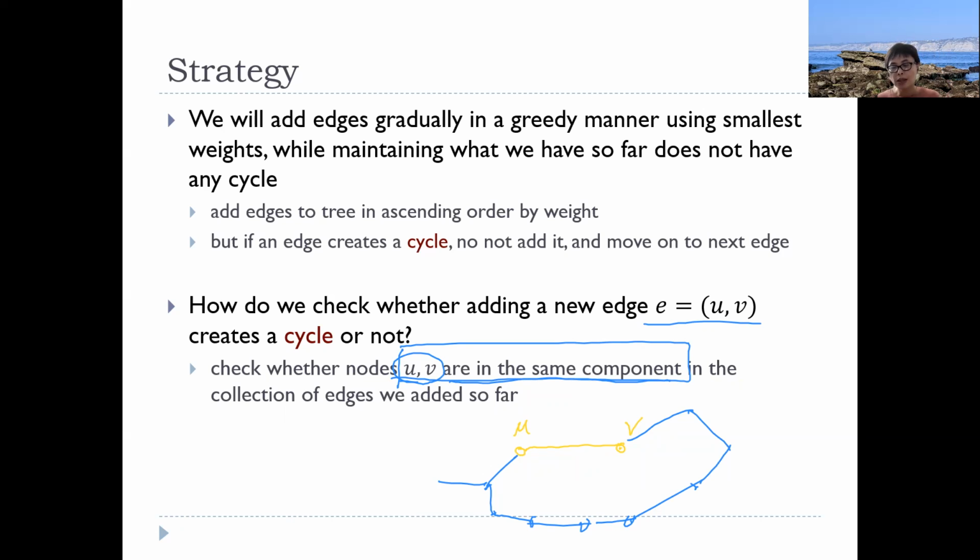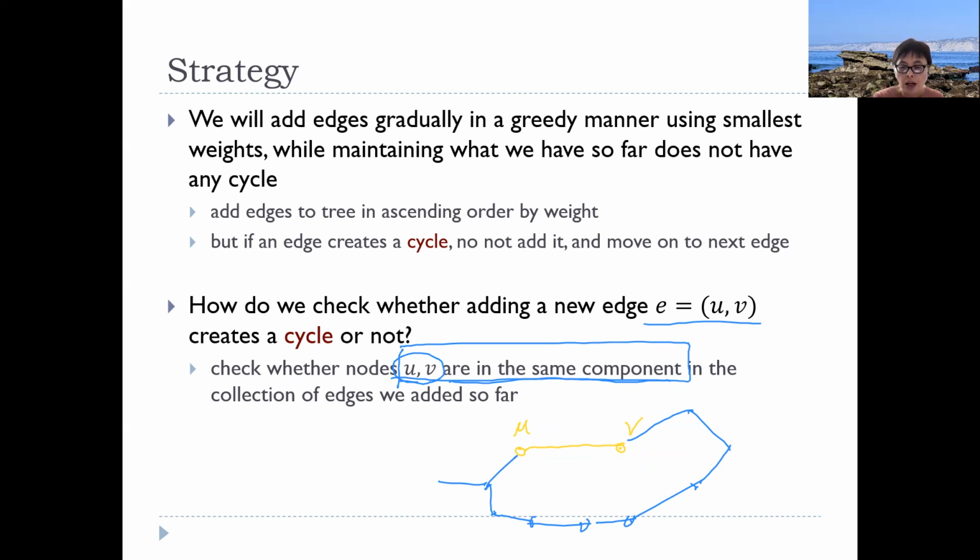I hope this is clear. So checking whether UV is valid or not, namely whether it creates a cycle or not, becomes just checking whether nodes U and V are in the same connected component in the collection of blue edges we added so far or not. That's it.